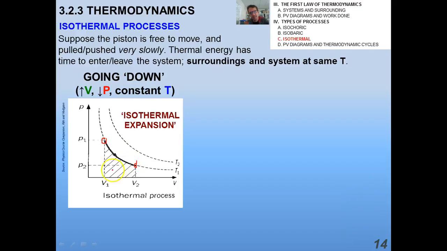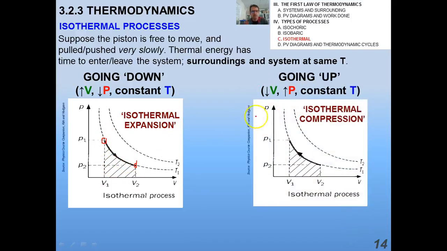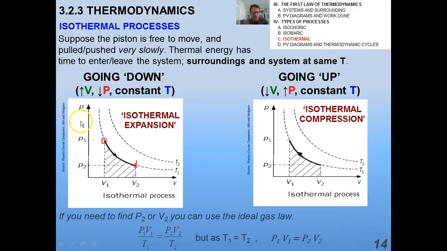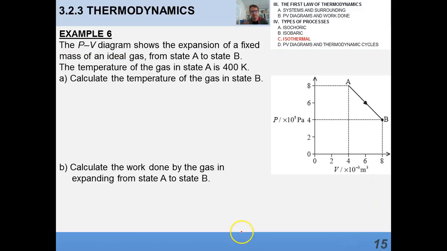The amount of work done, again, is shown by the shaded area here, which, unless you're going to use calculus and know that function, which you actually do know, you'd have to estimate the area of that trapezoid. Isothermal compression is going up an isotherm, and isothermal expansion is going down an isotherm. Again, you need to find P2 or V2, using the ideal gas law, noting that T1 equals T2.